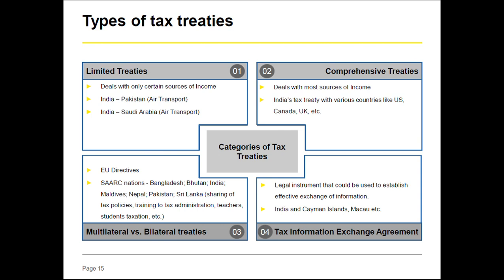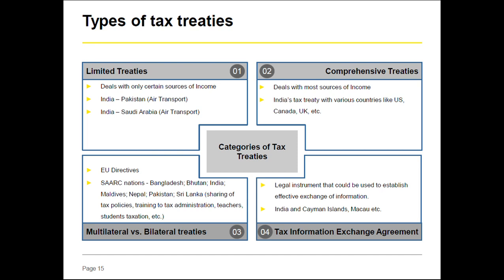There are four types of tax treaties. Limited treaties mean the source of income is limited to one or two sources. For example, India and Pakistan have a treaty with respect to air transport, and India and Saudi Arabia have a tax treaty with respect to air transport alone. A comprehensive treaty means the sources of income are more than two, multiple.